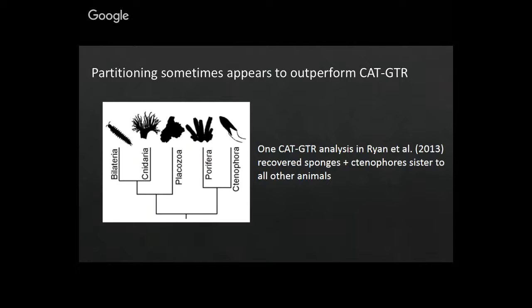And so in this case, it would seem to suggest that CAT-GTR may have been contributing to some systematic error. And notably, a single site-homogeneous model recovered ctenophore sister to all other animals, which is the pattern that we're seeing with partitioning and now CAT-GTR on data sets with greater taxon sampling. And so I think that's an instance of possibly where CAT-GTR actually wasn't performing as well as some other techniques.